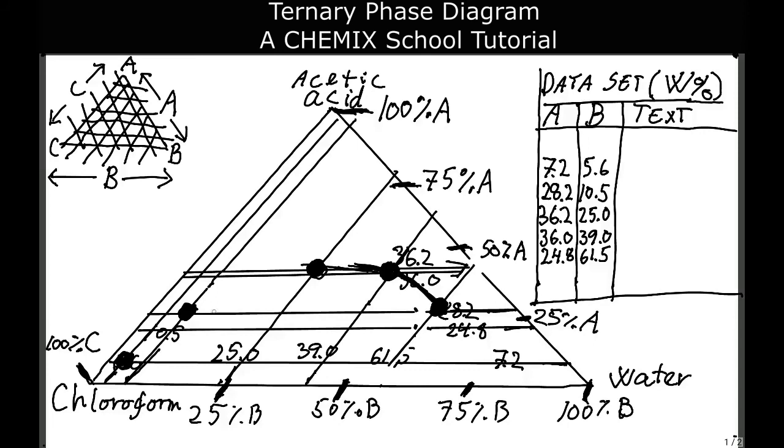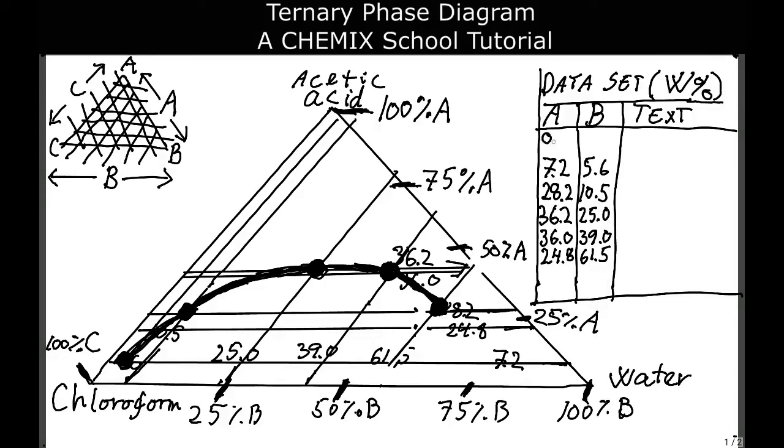To make the curve appear natural, make it as smooth as possible. When using the interpolation option in CHEMIX School, we have to add a couple of artificial data points to extrapolate the curve on both sides to the B-axis.